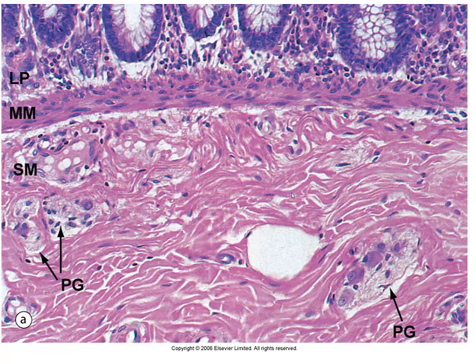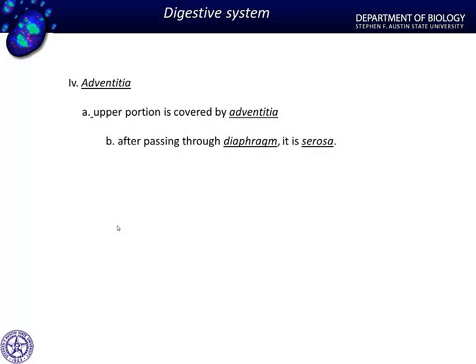Here's a little bit closer magnification looking again at our muscularis mucosa of smooth muscle, then our submucosa of dense irregular connective tissue. The outer layer is going to be covered by the adventitia.